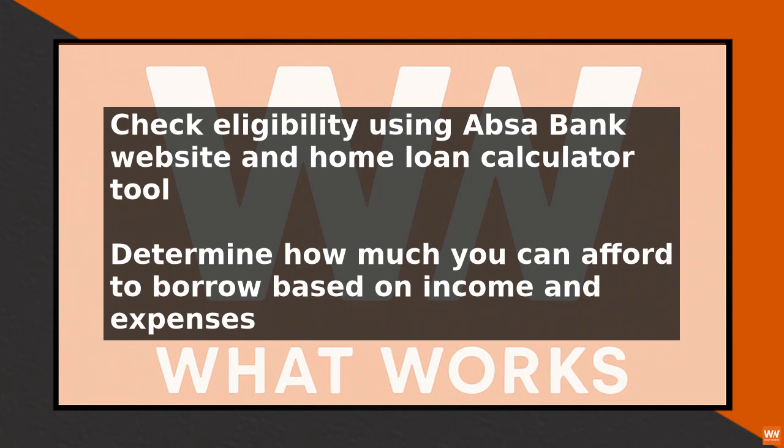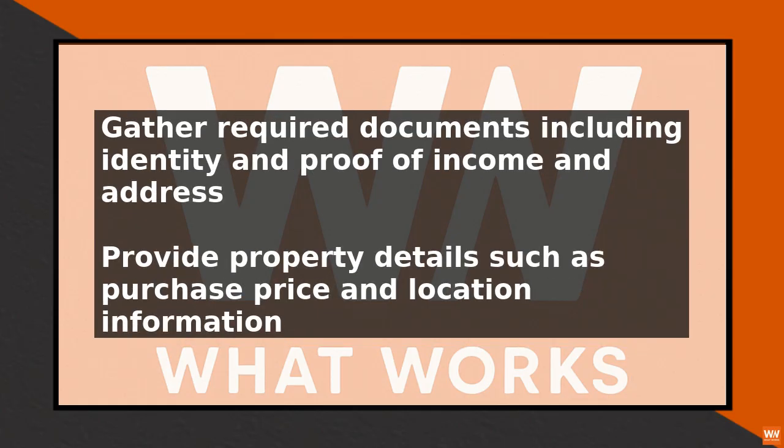You will also need to provide details of the property you want to purchase, including the purchase price and the location. Once you have all the necessary documents, you can apply for the home loan online or at your nearest Absa Bank branch. The application process typically involves filling out a form and submitting it along with the required documents.